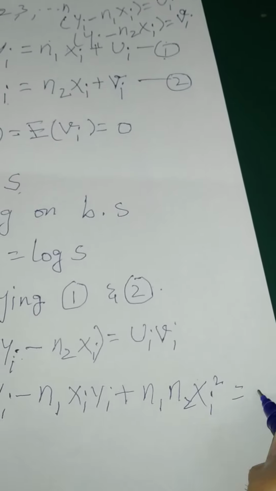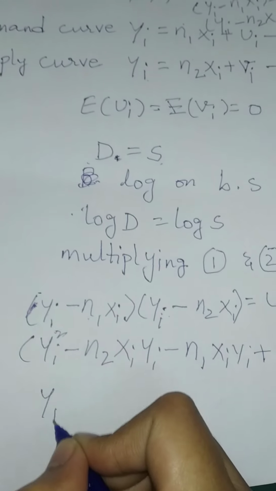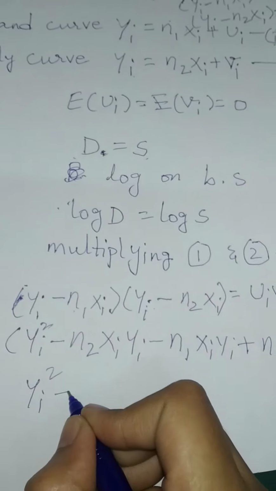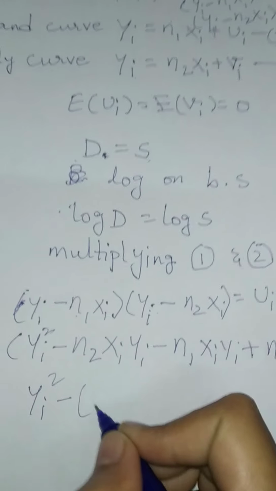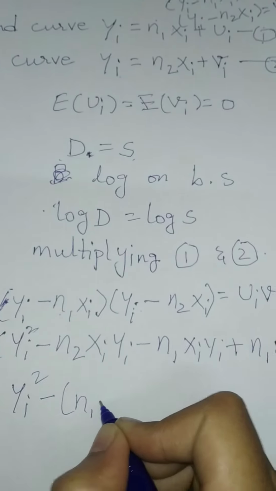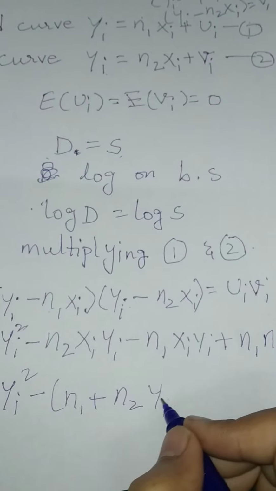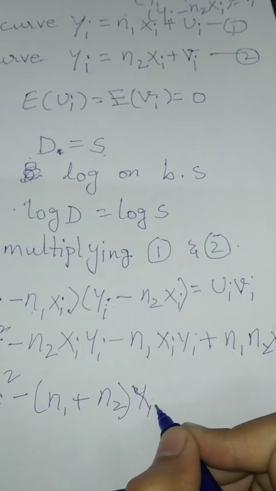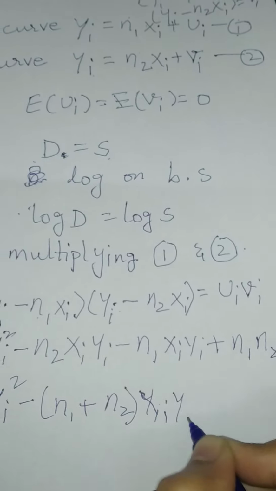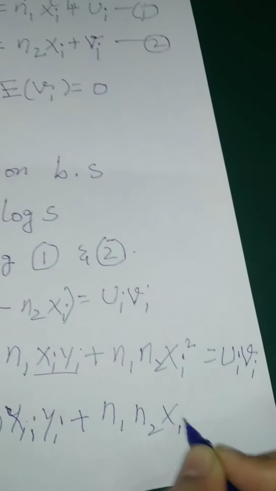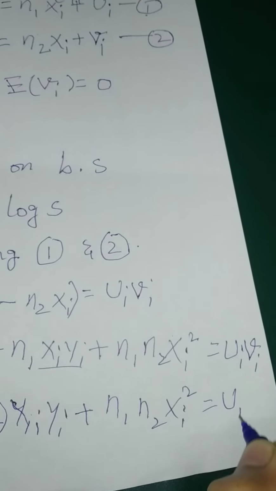So students, see here we got this. Here xi and yi are common, no? We can make it as yi square, then minus of n1 plus n2 xi yi, this xi yi and this xi yi, I am making minus common, then plus of n1 n2 xi square is equal to ui vi.